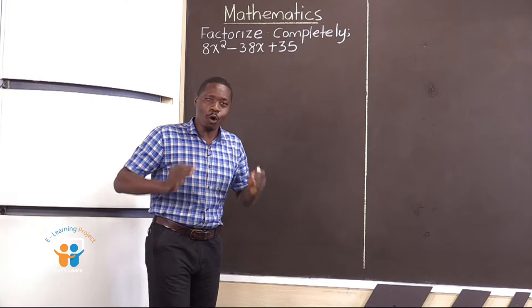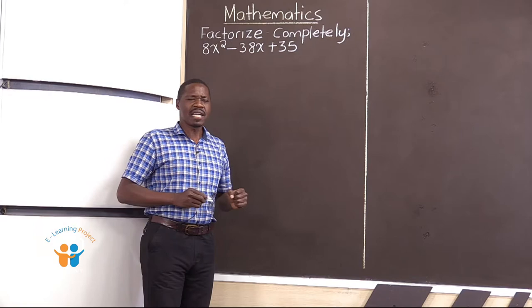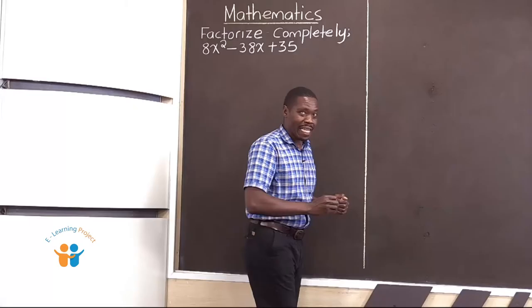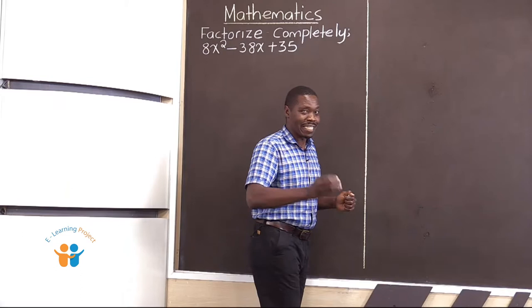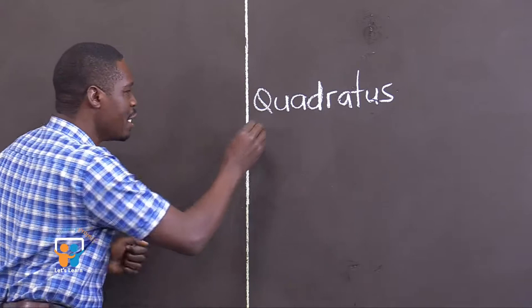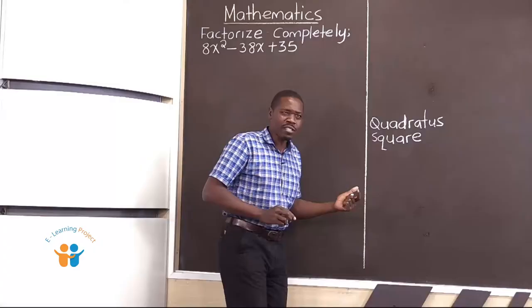Now, before we go direct to factorizing, remember this is a quadratic equation. The word quadratic originates from Italy, that is in the Latin language. The word is quadratus. Quadratus simply means to square, implying that these are equations with a square somewhere, with a power 2 somewhere.